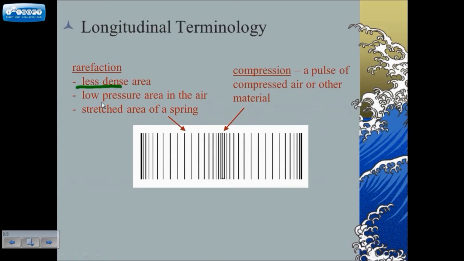So some terminology for longitudinal waves are rarefactions and compressions. The first one, which is pretty easy, are compressions. It's where the air or other medium is compressed together. That would be right here. All the lines are very, very close together. They're compressed. And rarefactions are basically the area in between. So here is between the compressions, showing a less dense area, lower pressure, and where it's more stretched out.